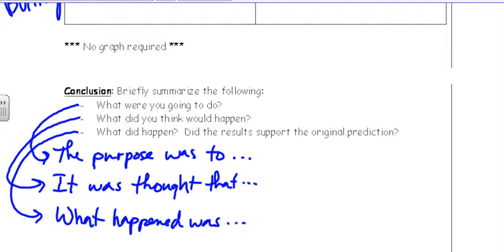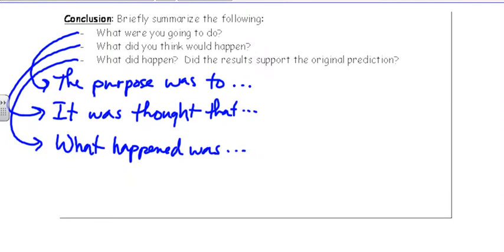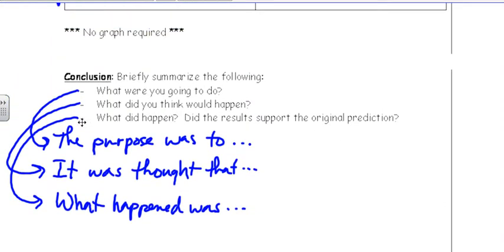No graph, of course. I think the textbook wants you to do a graph, but we're not going to worry about that. And usually here, the usual things in the conclusion: what were you going to do? You can say the purpose was to, and then answer that. What do you think would happen? Here's where you talk about your hypothesis. It was thought that, and then what did happen? Did your results support your original prediction? What happened was, it was or was not similar to my prediction. Okay, so once again, the conclusion serves as a big summary. A person can take a look at the conclusion and tell exactly what happened in the lab.